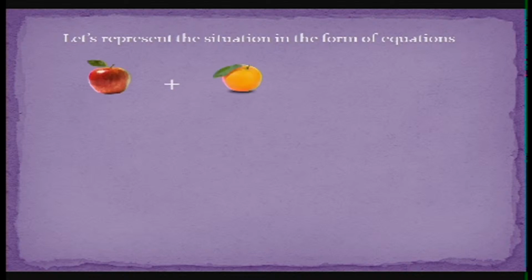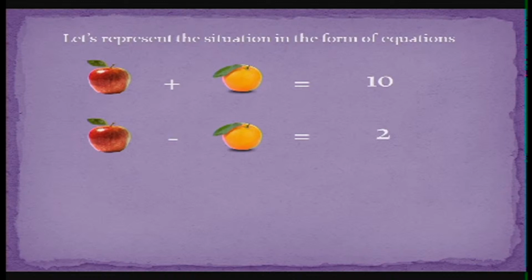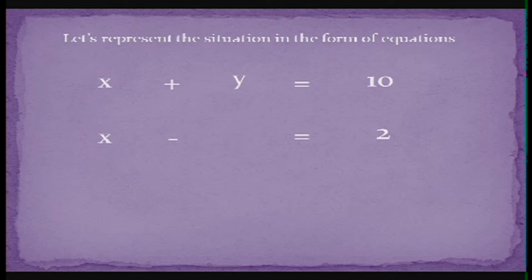So, let's represent the situation in the form of equations. Apples plus oranges is equal to 10. This is given to us. So, let's consider number of apples minus oranges is equal to 2. Let's consider apples as x and number of oranges as y. So, we are trying to represent number of apples with x and number of oranges with y, which means we are trying to represent the situation in the form of variables.